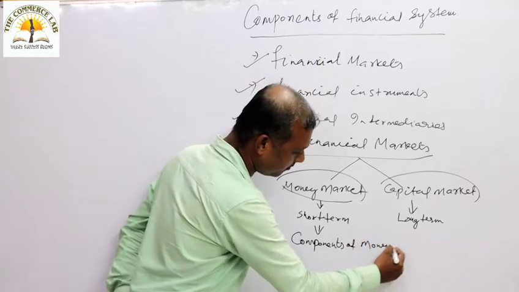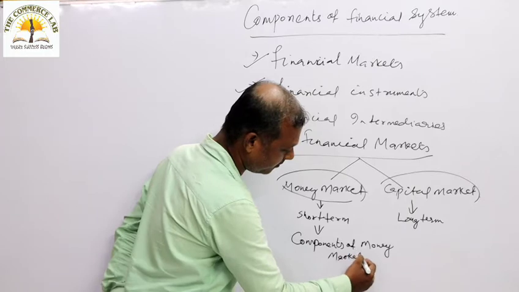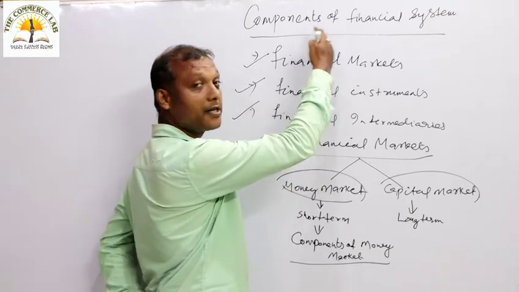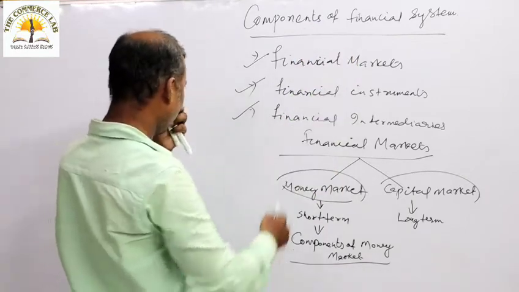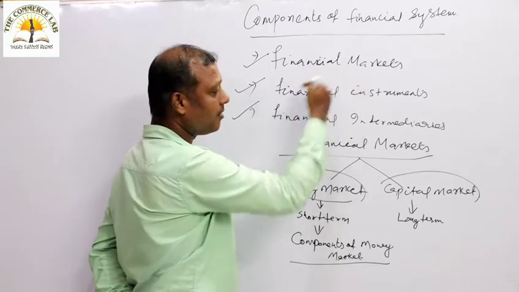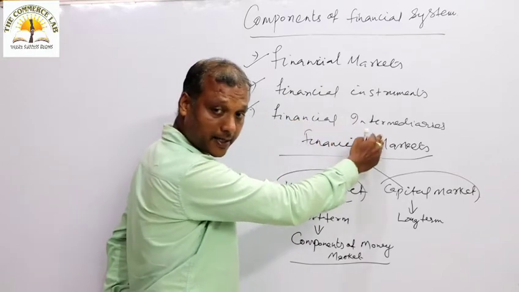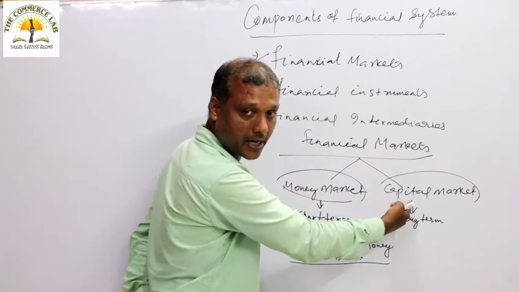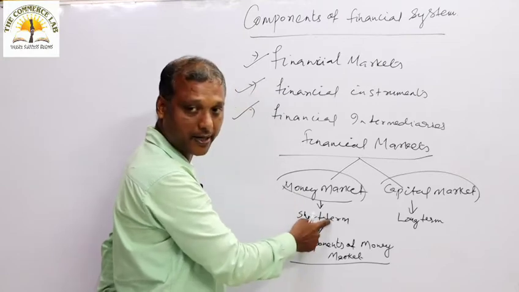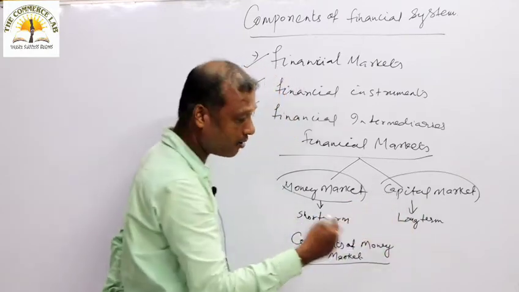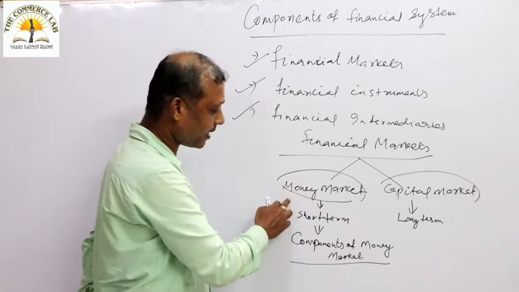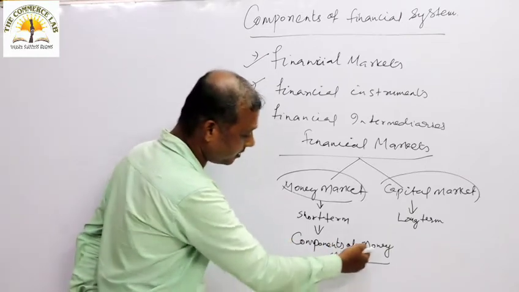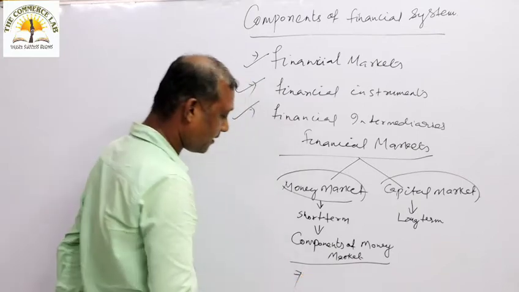Components of money market. Understood? See the movement of our discussion. First, we started from the components of the financial system, classified under 3 heads: financial market, financial instruments, and financial intermediaries. The financial markets can be classified under 2 heads: money market and capital market. In the money market, we deal with short-term financial transactions. In the capital market, we deal with long-term financial transactions. Again, we can study the money market under its components, which are classified under 2 heads.